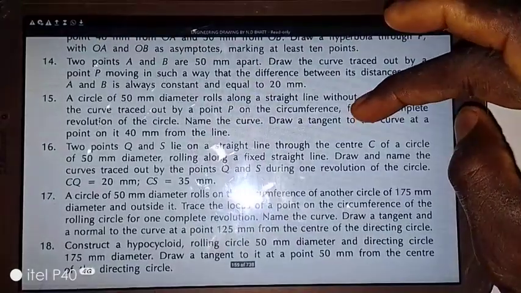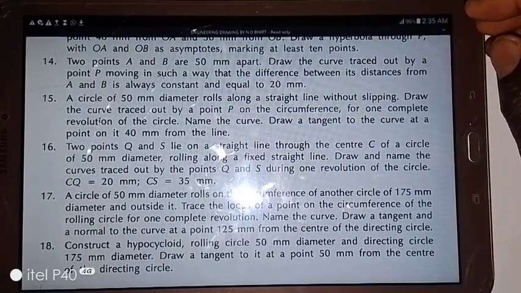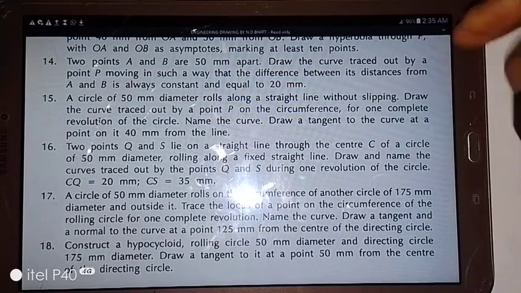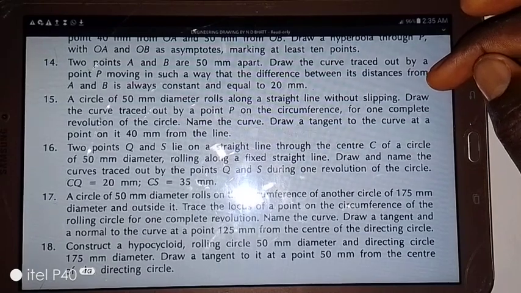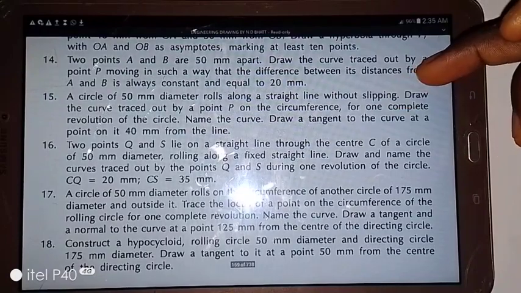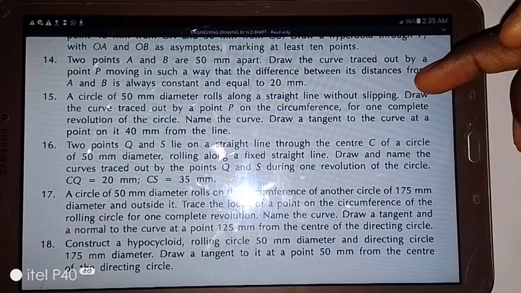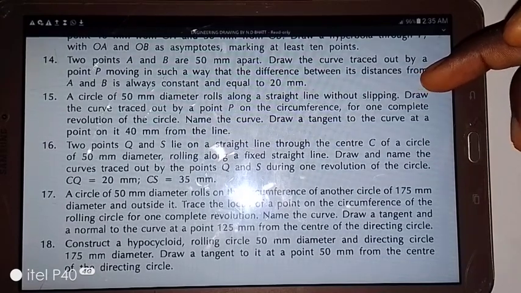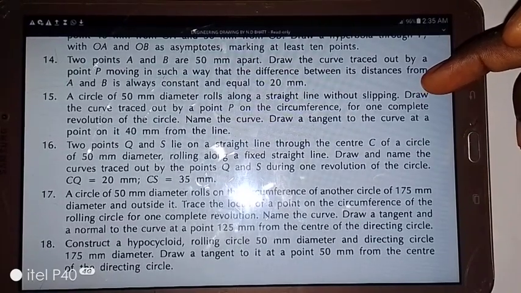The question says that a circle of 50 millimeters diameter rolls along a straight line without slipping. Draw the curve traced out by a point P on the circumference for one complete revolution of the circle. Name the curve. And we also have another sentence here that says draw a tangent to the curve at a point on it 40 millimeters from the line. As I said, this question has to do with the construction of a cycloid.